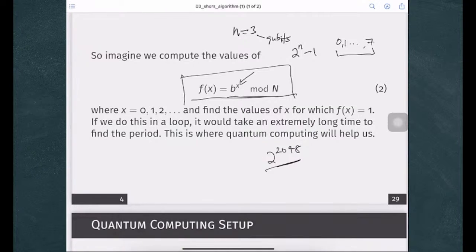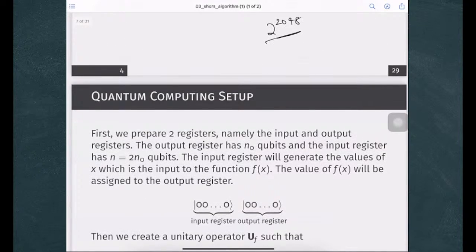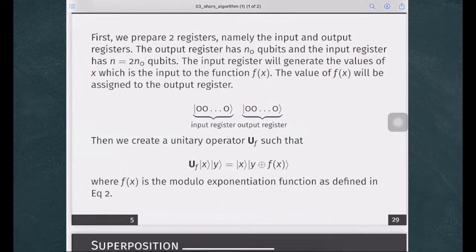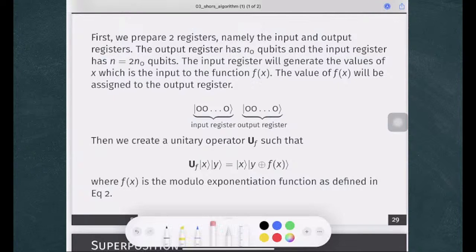So how do we set it up? To set it up, we need to prepare 2 registers, the input and output register. The input register will generate all of our numbers, all of the x. And the output register will generate all of the b to the x modulo n.